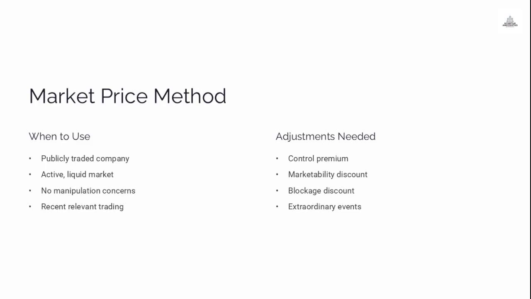The market price method is best used for publicly traded companies in an active, liquid market with no manipulation concerns and recent relevant trading. Necessary adjustments include control premium, marketability discount, blockage discount, and considerations for extraordinary events.